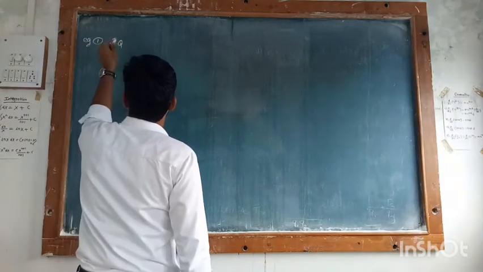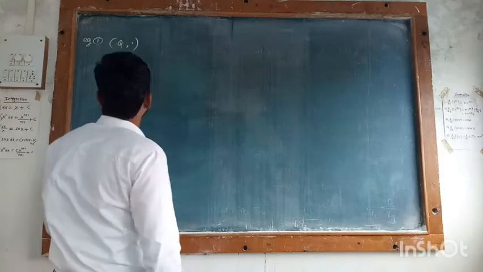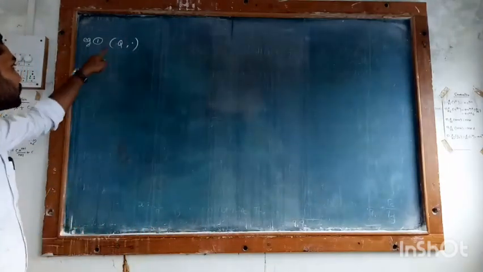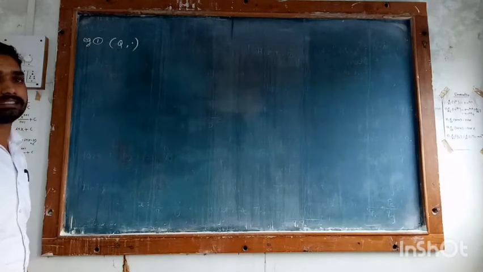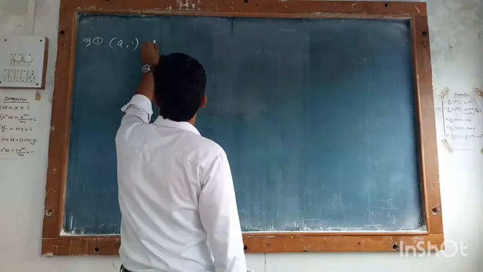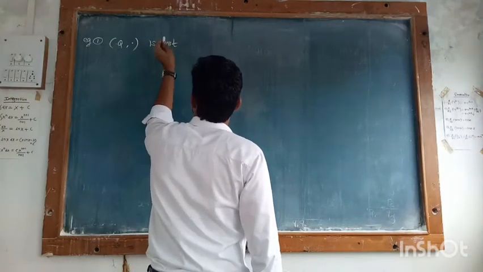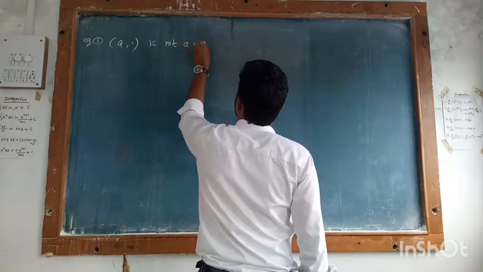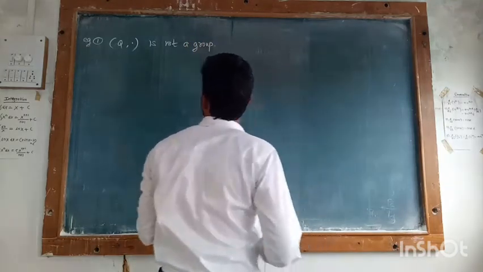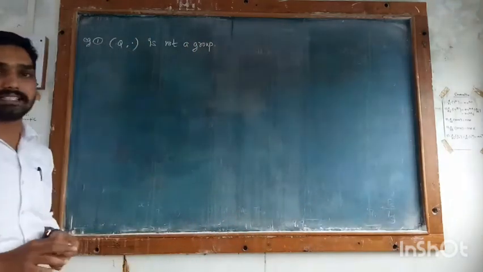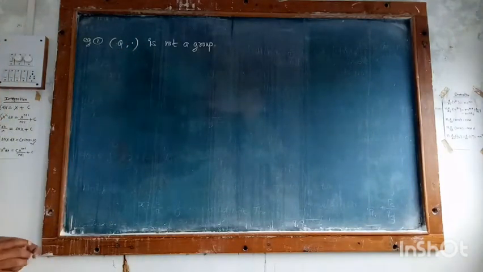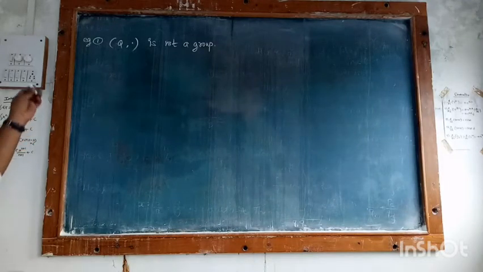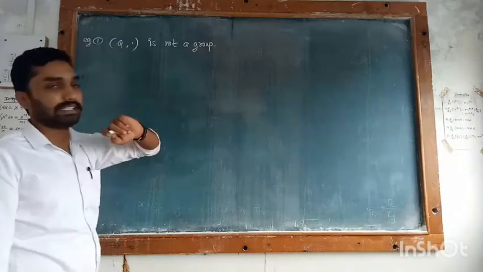The set Q with binary operation multiplication. Set Q means set of rational numbers with binary operation dot, right? Is not a group. What is your example? Set of rational numbers with binary operation dot, meaning multiplication, is not a group. So this set is not a group.